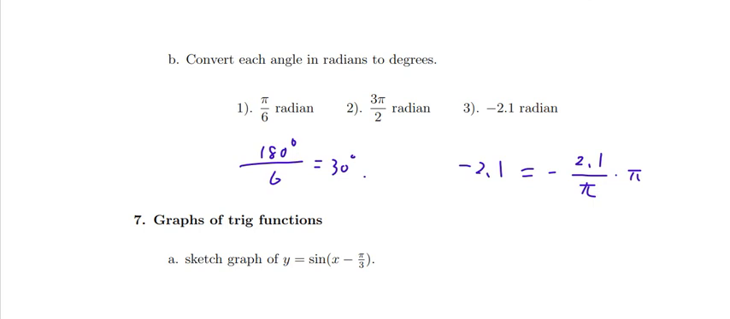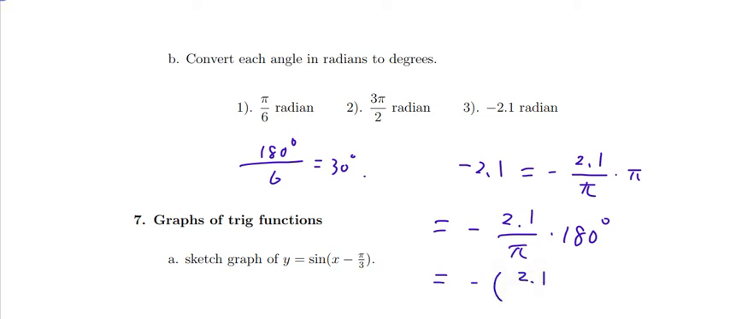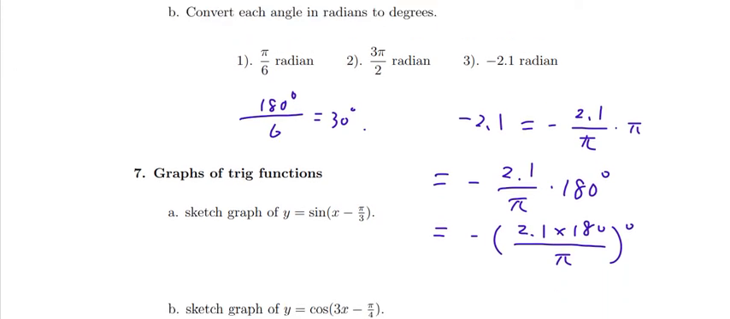So pi is 180, so this equals negative 2.1 over pi. So I replace this pi as 180 degrees. Then we can say this equals 2.1 multiplied by 180 divided by pi degrees. So using our calculator, we can easily find this in terms of degrees, right? We have a pi button on our calculator.